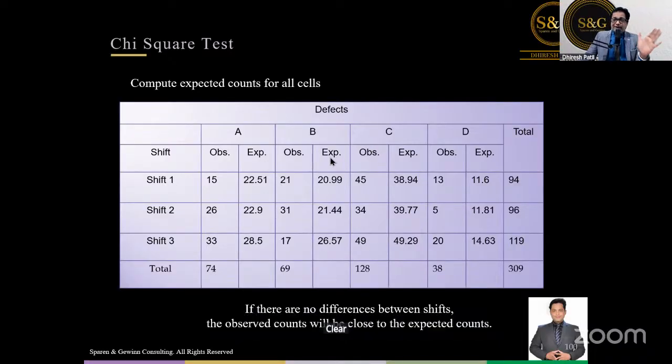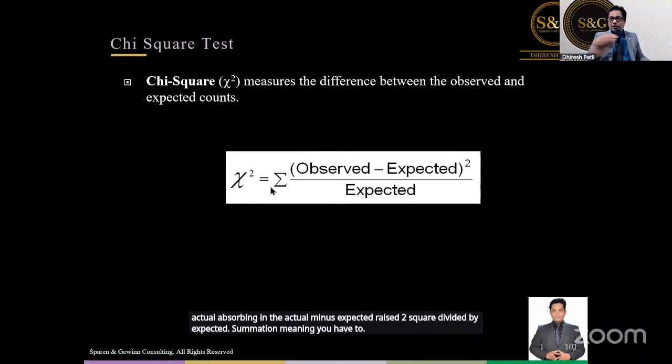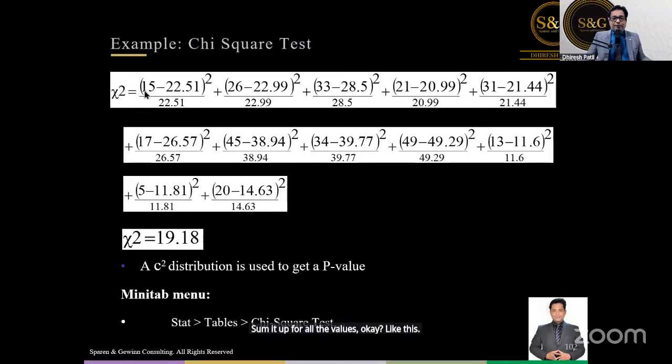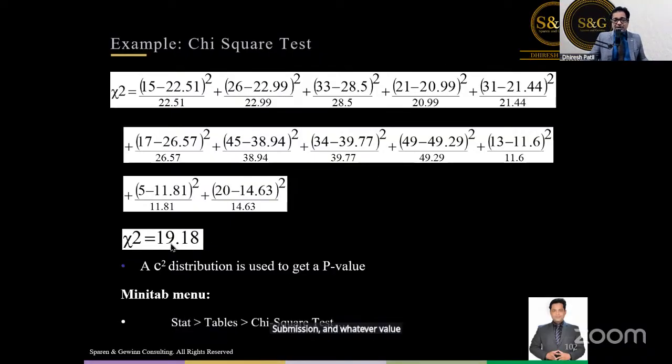Clear? Now what is the formula for chi-square? Chi-square is summation of actual, observed, meaning the actual, minus expected, raised to square, divided by expected. Summation meaning you have to sum it up for all the values. Like this: 15 was the actual value, minus 22.51 was the expected value, difference squared, divided by expected value, which is 22.51. Then the next one, 26 minus 22.99, difference squared, divided by 22.99, and summation. Whatever value comes, which is 19.18, is called a chi-square value. Clear? This is how basically they calculate.